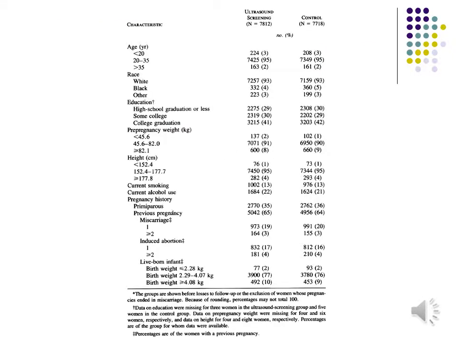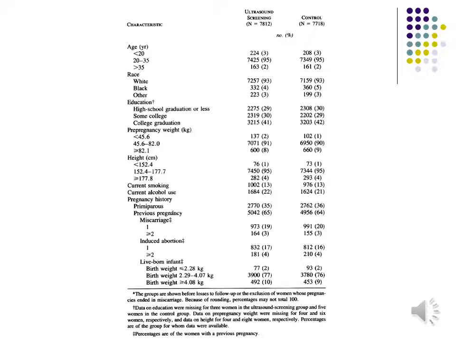This is the table 1 for the Wigman trial. You can see the columns for those in the ultrasound screening group and the control group, the absolute numbers as well as the percentages in parentheses. And you can see that they're virtually identical, as they should be, if the two groups were truly randomized. And this convinces us, the readers, that the authors or experimenters did a good job of randomizing.